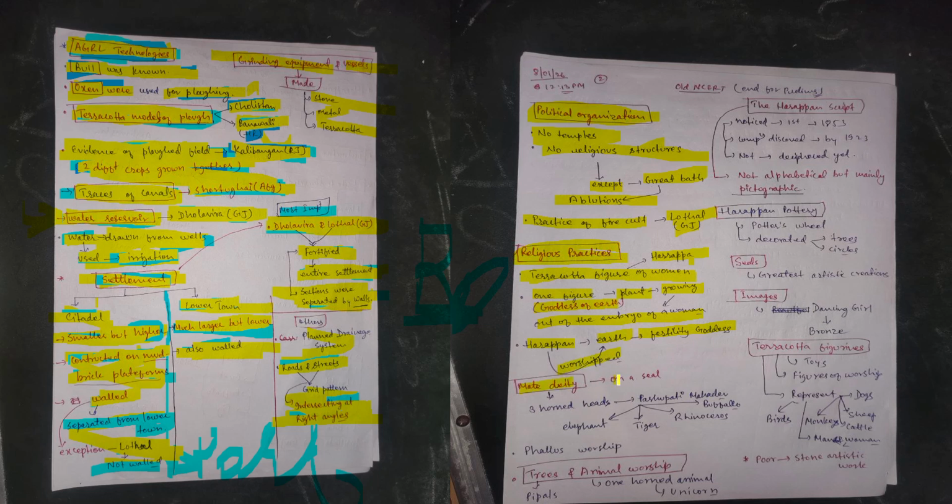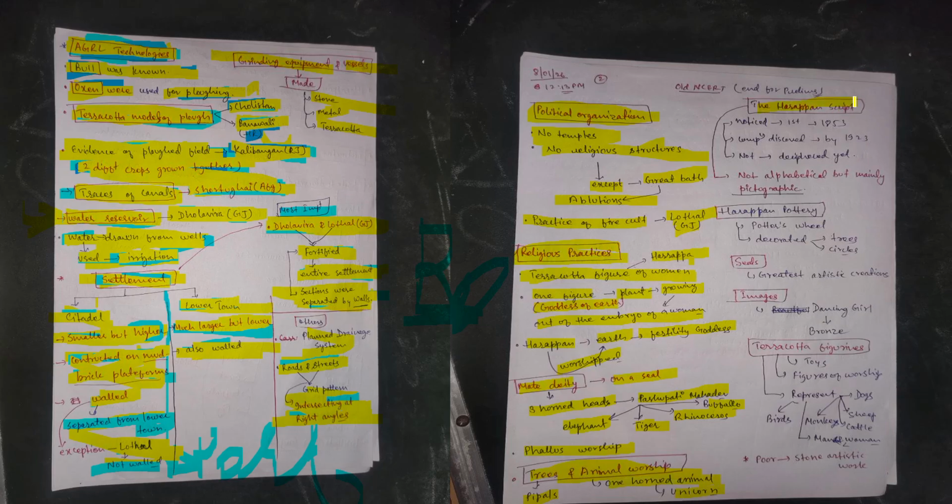A male deity on a seal, with three heads, Pashupati Mahadev, has been shown with elephant, tiger, rhino, and buffalo. Phallus worship was prevalent. Tree and animal worship was also prevalent. Trees, like peepal, and one animal, which is called the unicorn.